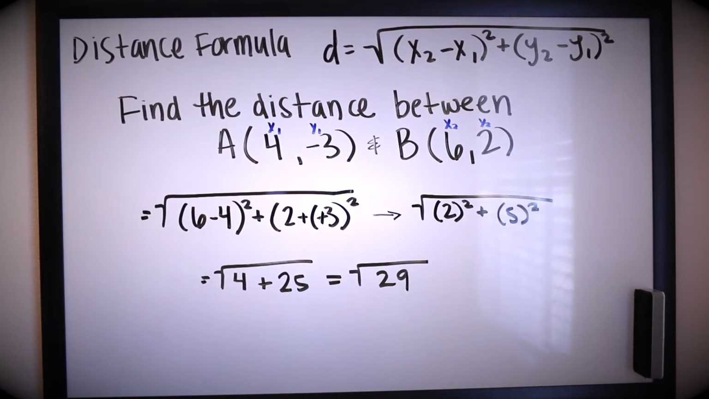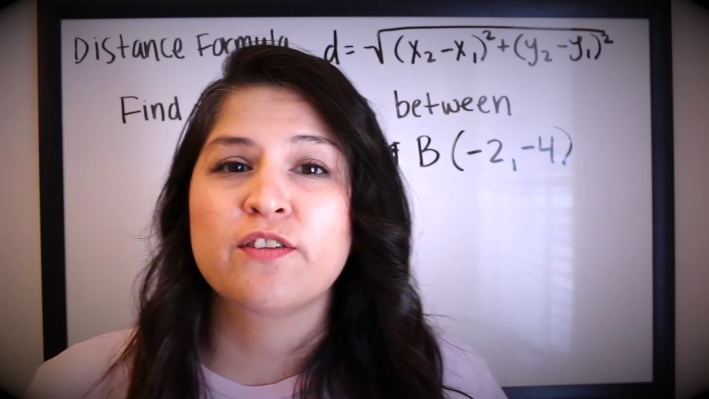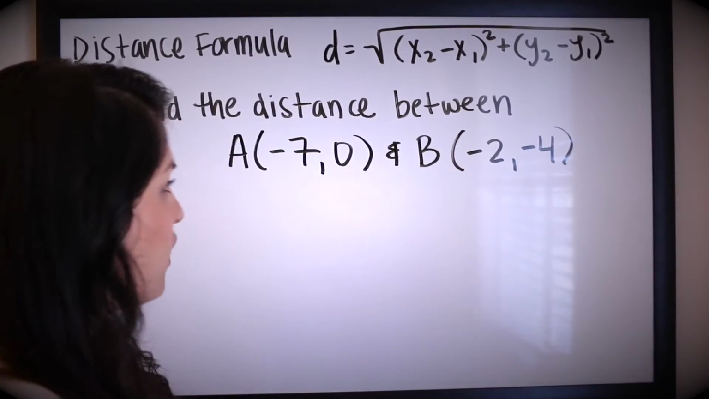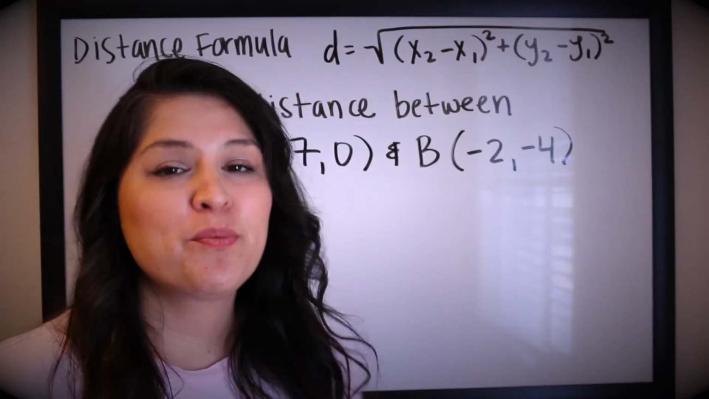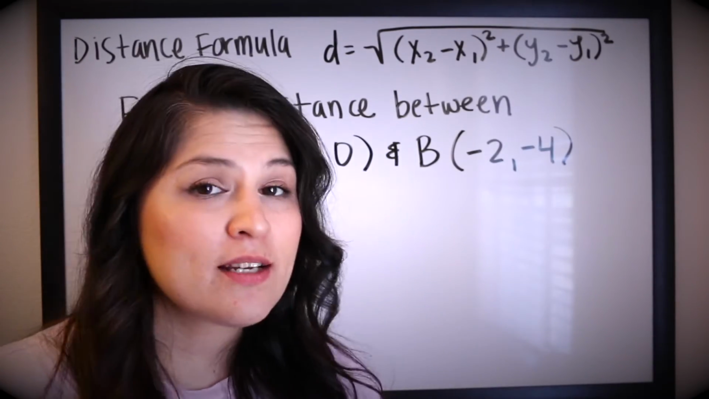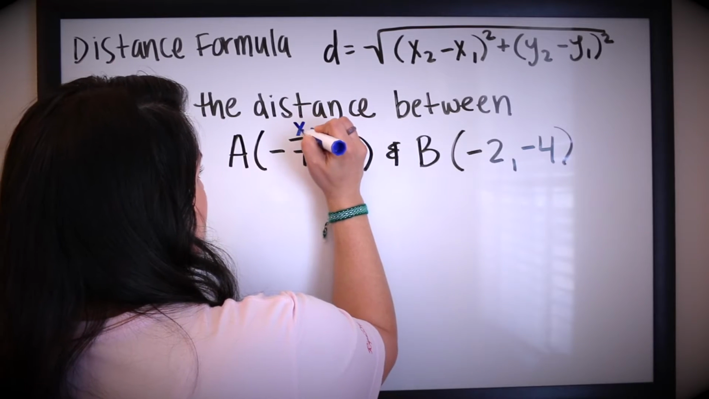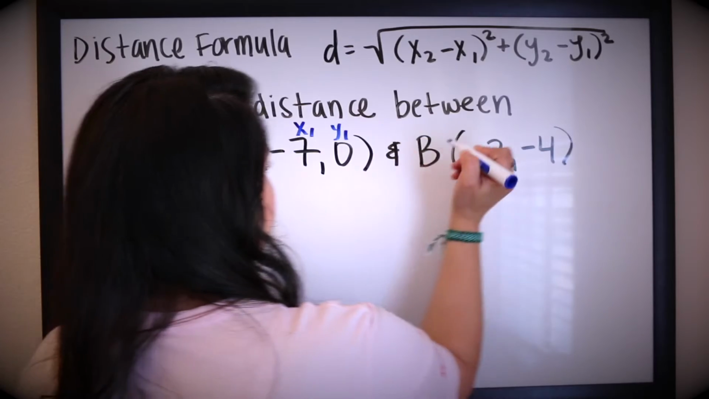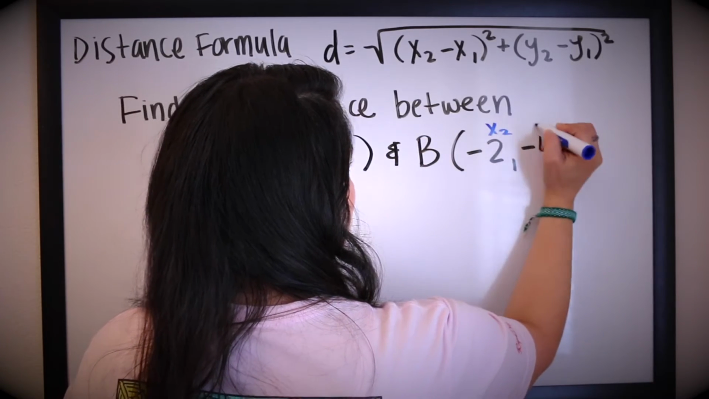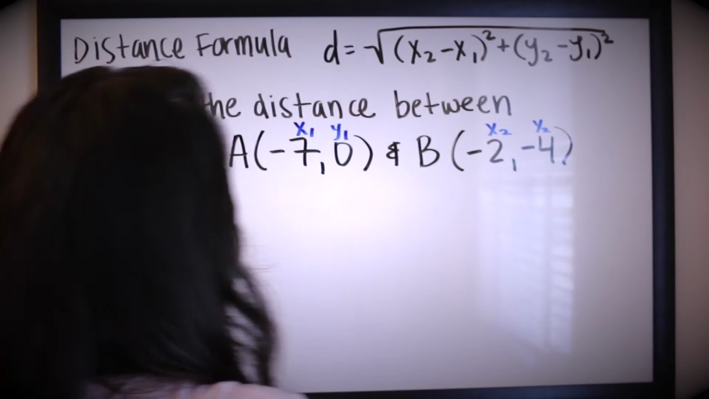Okay, and then go ahead and take a screenshot if you like. This next example, say that you're asked to find the distance between point A, which is -7 and 0, and point B, which is -2 and -4. Again, I always like to assign my x's and y's. Here's x1, y1, x2, y2. Now let's go ahead and plug those in.